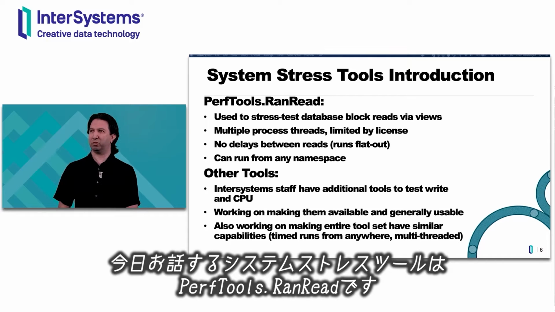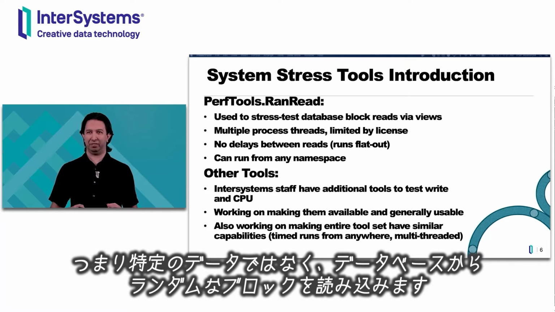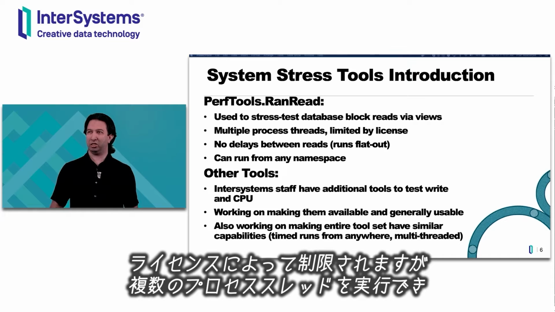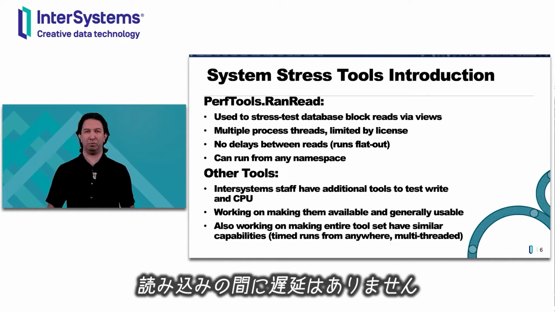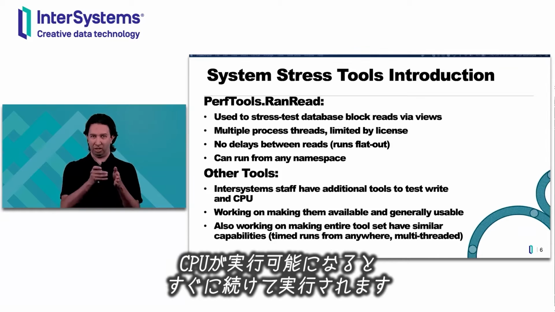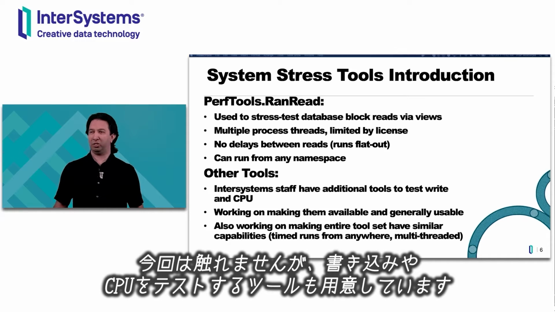The system stress tools, the one we'll be talking about today, is perftools.ranread. It's used to stress test database block reads via the view command. So it doesn't pull up a specific variable, it just pulls up a random block out of a database. You can have multiple process threads, which are limited by license. There are no delays between reads, so it continually runs as soon as the CPU is available, and it can run from any namespace.